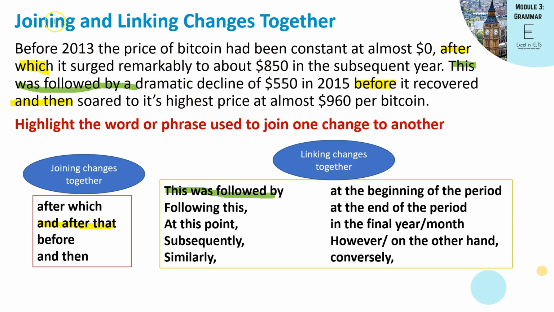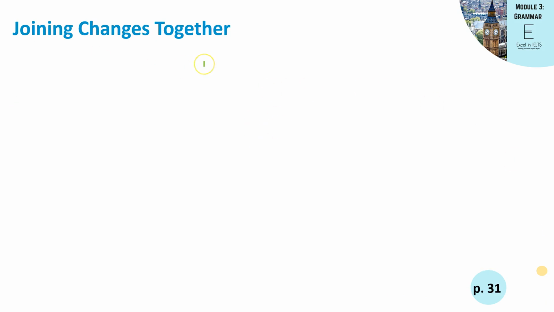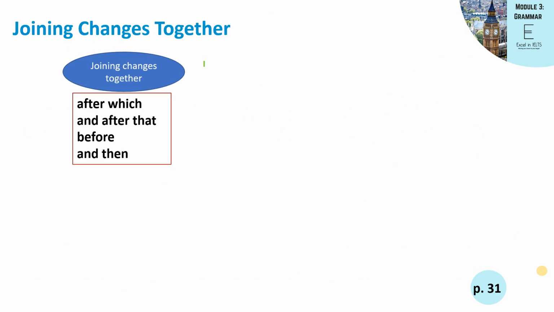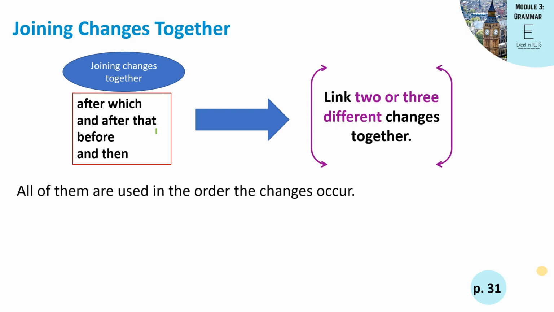Both joiners and linkers are really important in your report, because they boost your score in cohesion and coherence. I hope you remember that in cohesion and coherence, you have to link your sentences really smoothly, and this helps you to do that. Now let's have a look at joining changes together more closely. Like I said, these joiners connect two or three different changes together. So I want you to practice using them now.